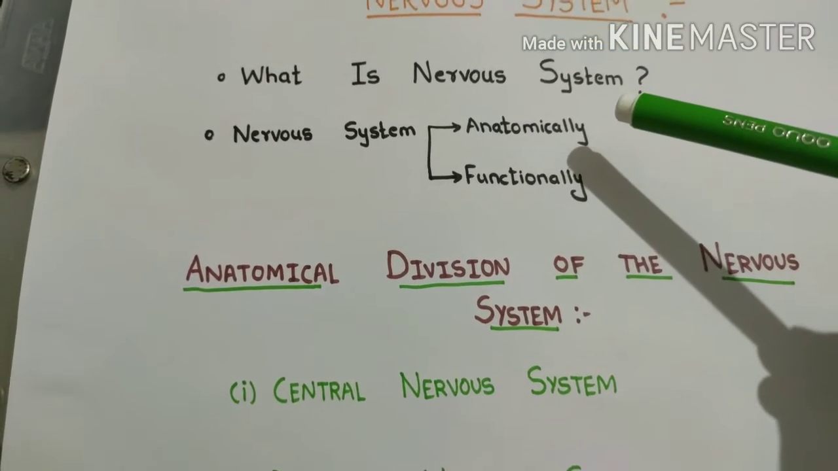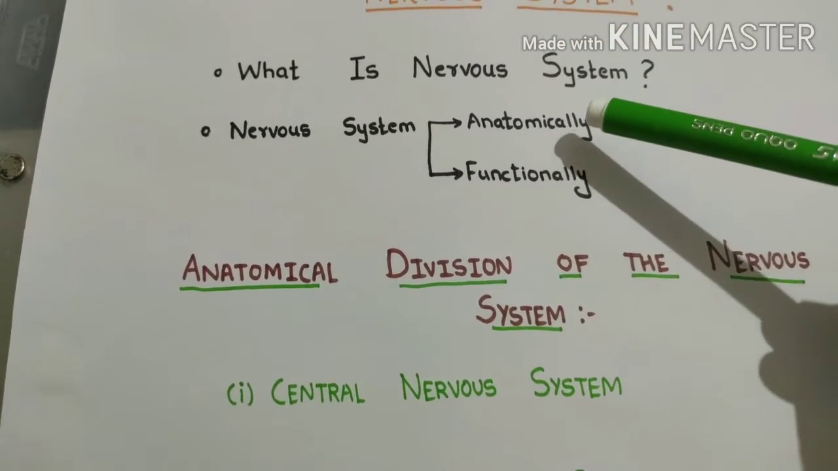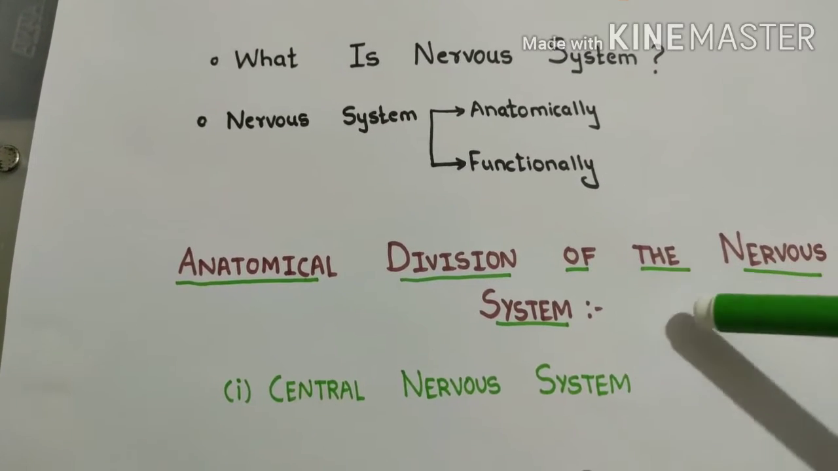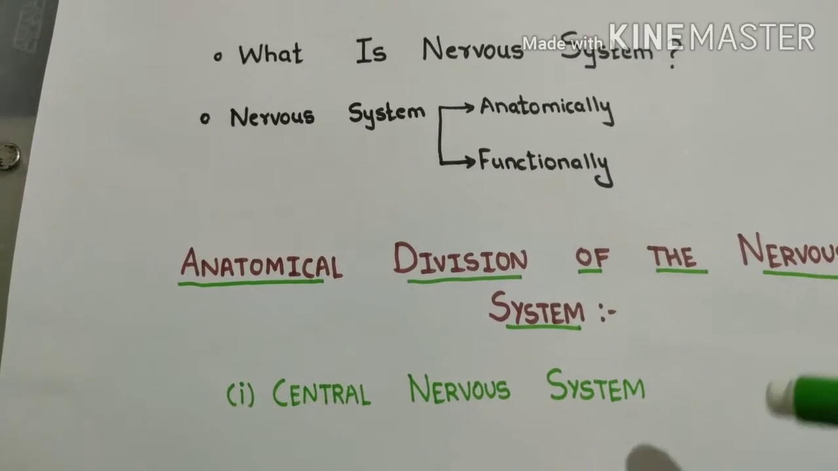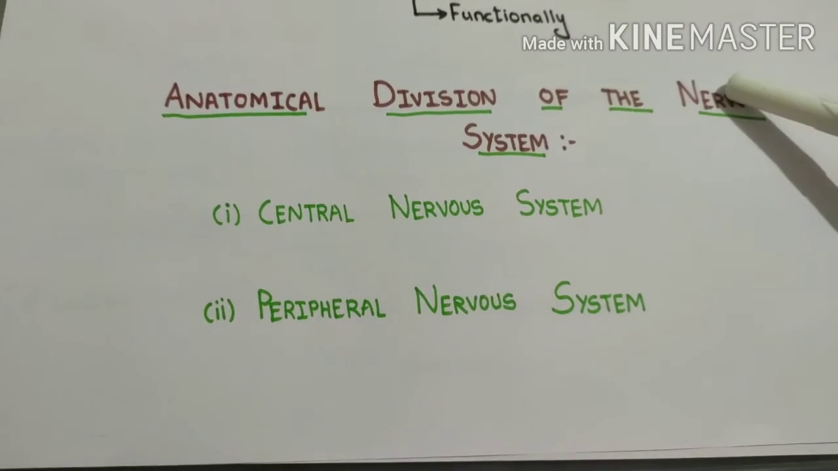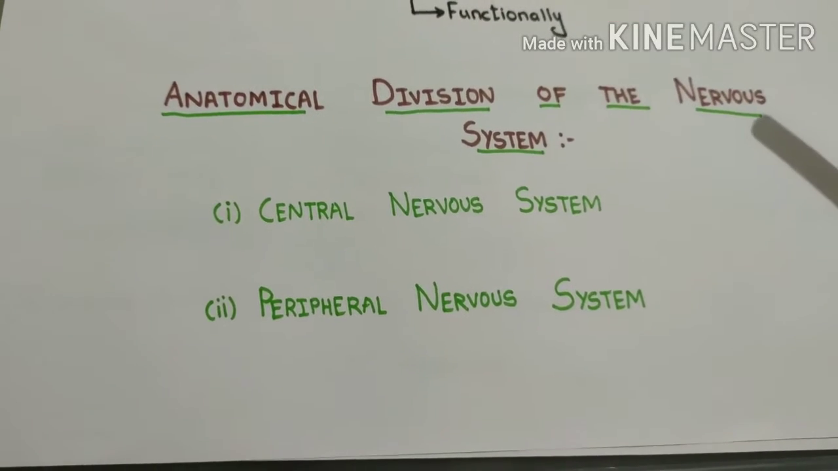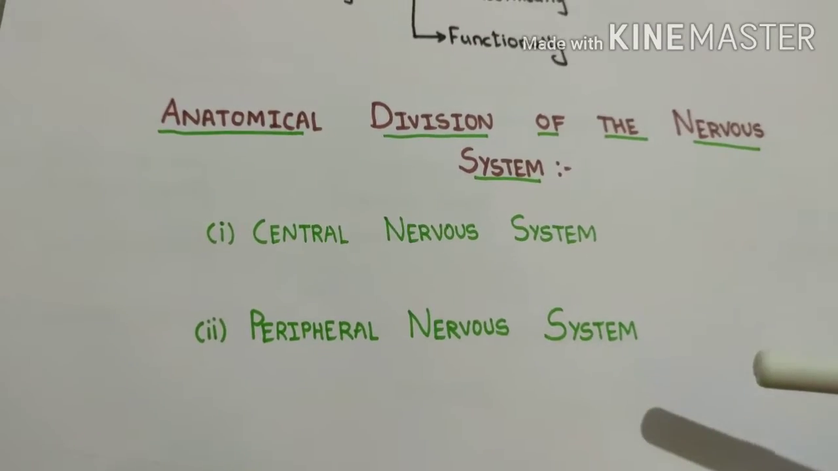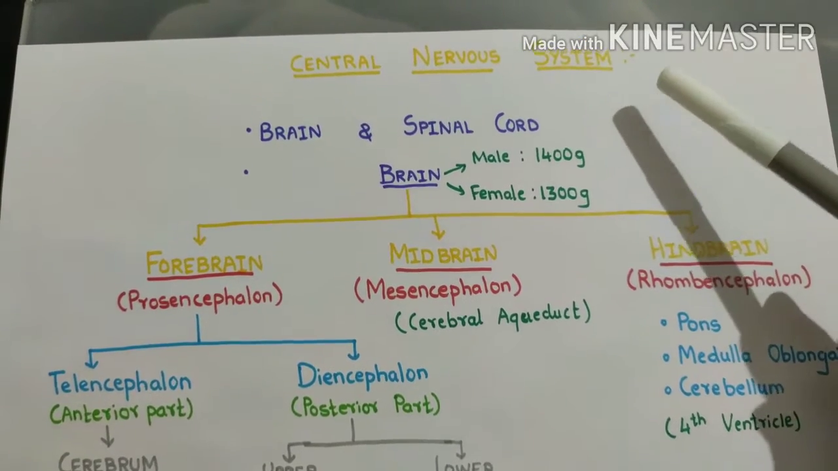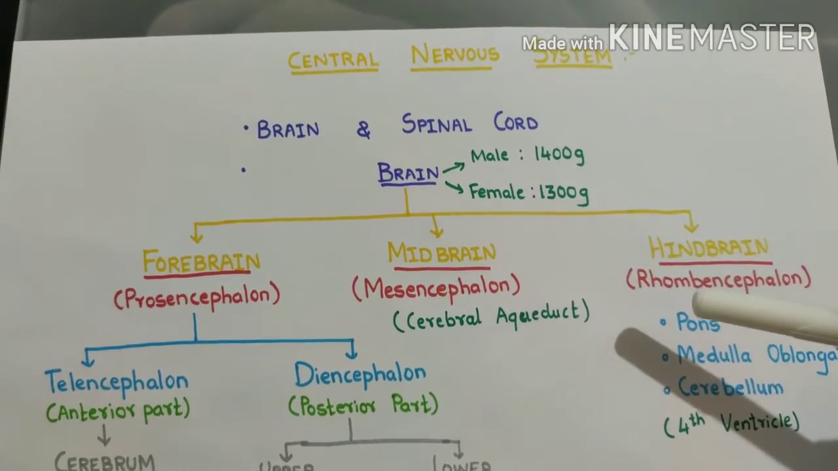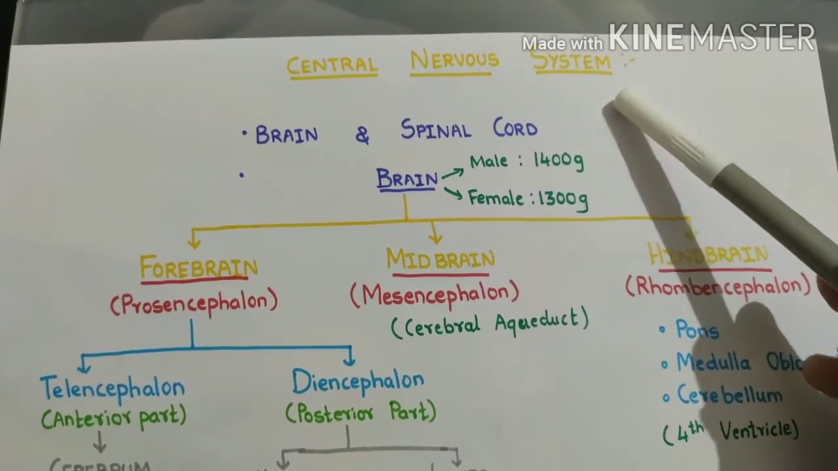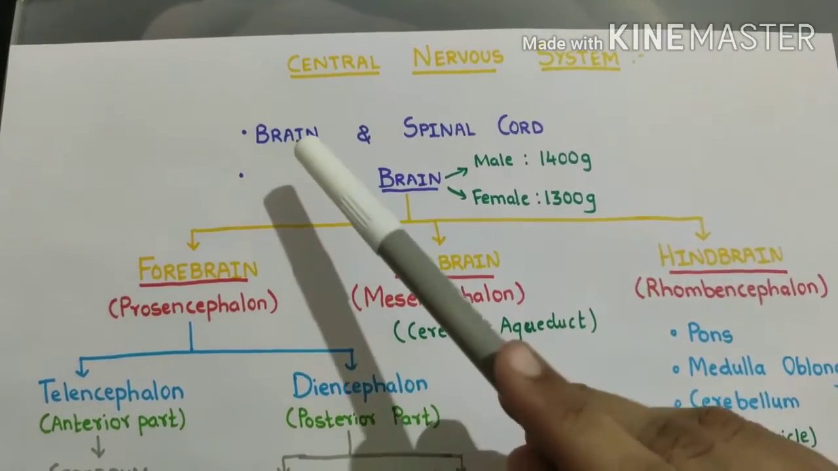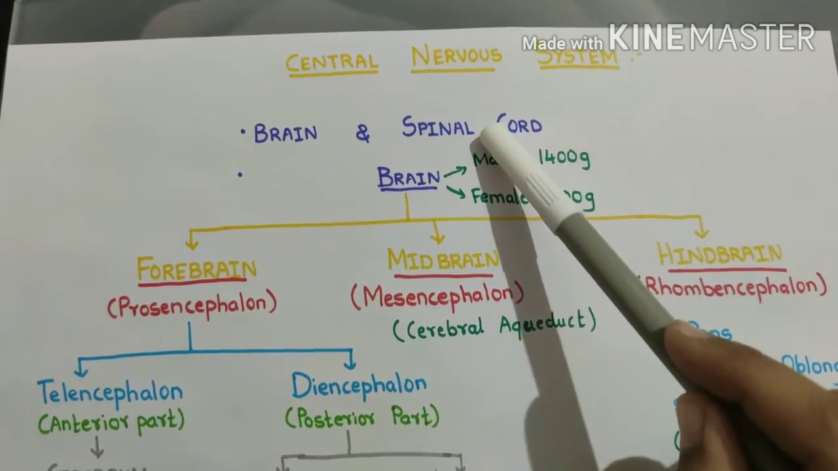Nervous system is divided in different divisions anatomically and functionally. So let's begin with anatomical division of the nervous system. Anatomically, the nervous system is divided into central nervous system and peripheral nervous system. So let's start with central nervous system. The central nervous system occupies the central axis of the body. So it includes brain and spinal cord.